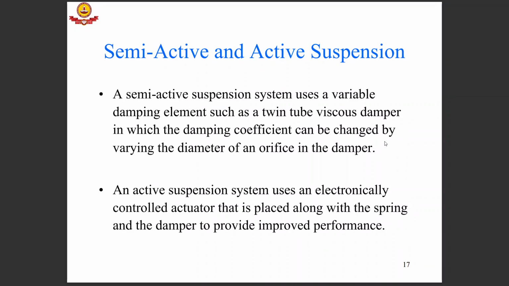Then there are semi-active suspensions and active suspensions. A semi-active suspension system uses a variable damping element, such as a twin tube viscous damper, in which the damping coefficient can be changed by varying the diameter of the orifice. And then there are active suspensions, which use an electronically controlled actuator that is placed along with the spring and the damper to provide improved performance.